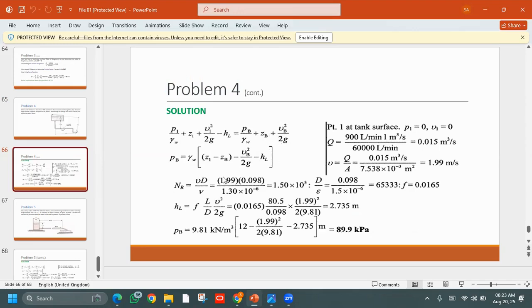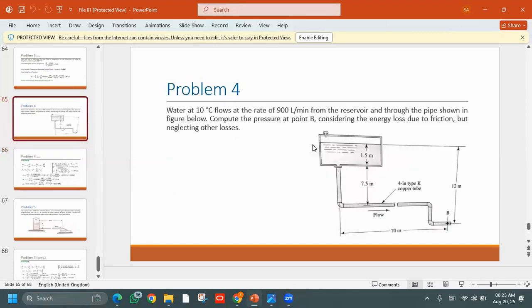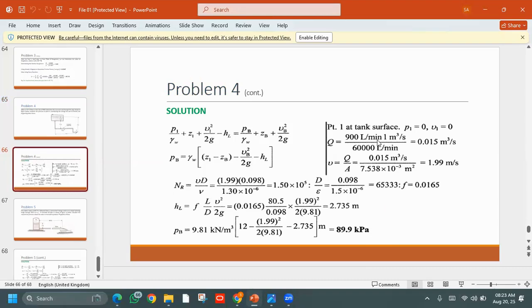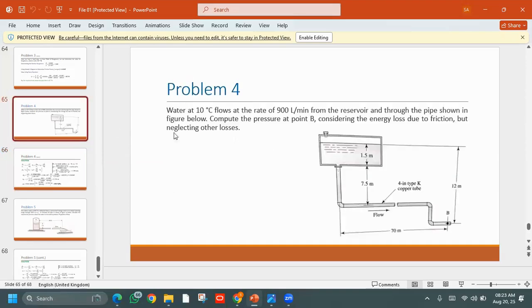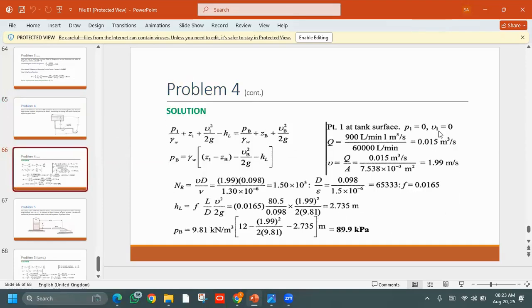But moving towards this part of the equation, we need to see that point one lies at the surface of the tank. So the pressure at point one, or point A, will be equal to 0, and so is the velocity at point one, which will be equal to 0, and the discharge needs to be converted as it is given in 900 liters per minute.